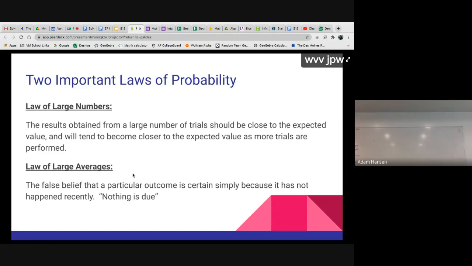Now, in the long run, for more trials, the results should be closer to the expected value. Say I flip a coin not 10 times, but now 100 times. Wouldn't I have a greater chance of getting exactly 50 heads and 50 tails in the long run? That's what that means. A larger number of trials means that we're going to tend towards that expected result more and more.